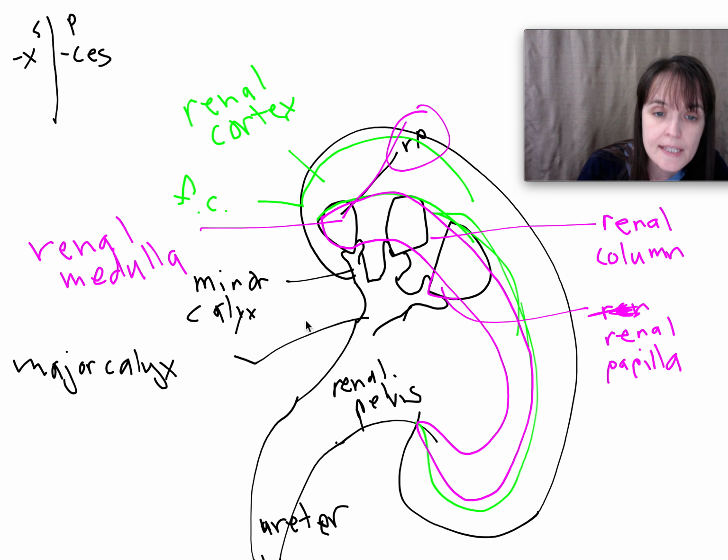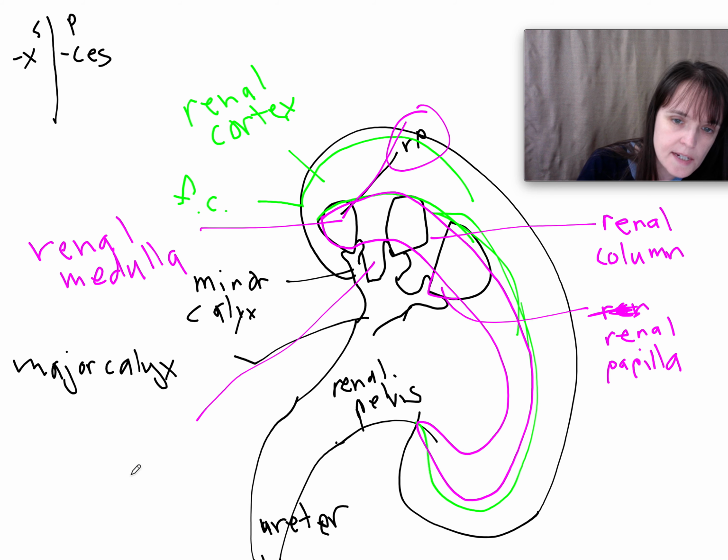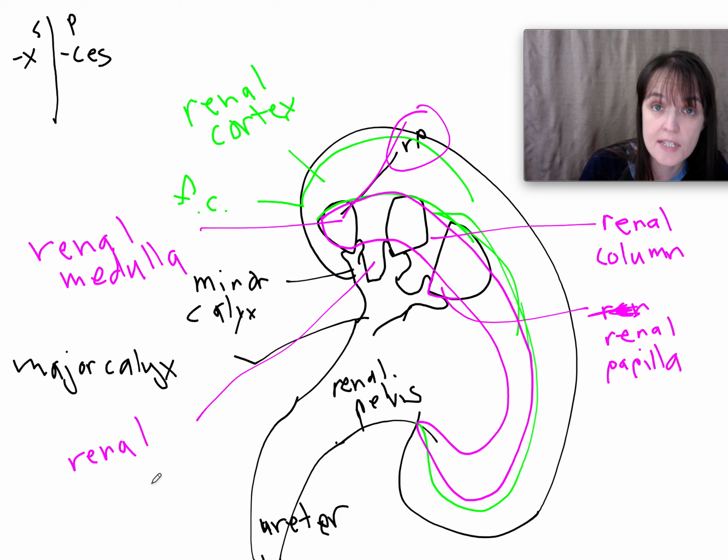Okay, and then next, these spaces here, which are not in the renal medulla, I should change colors, is the renal sinus. And we will find fat and blood vessels in the renal sinus. And technically the renal sinus is outside of the kidney because it's outside of the fibrous capsule.